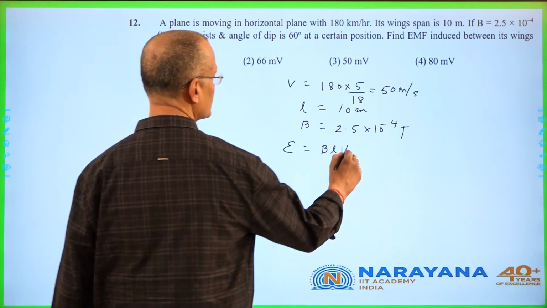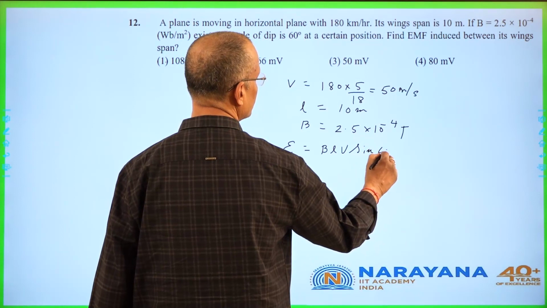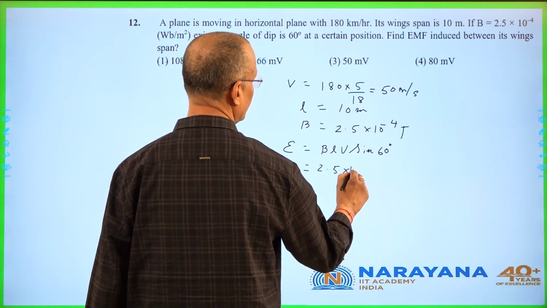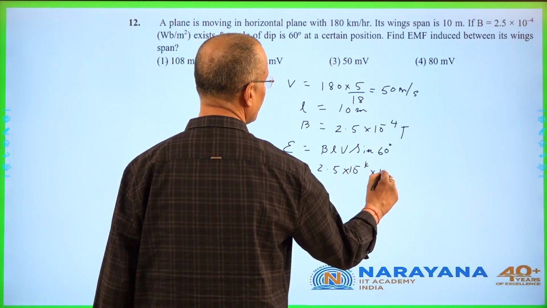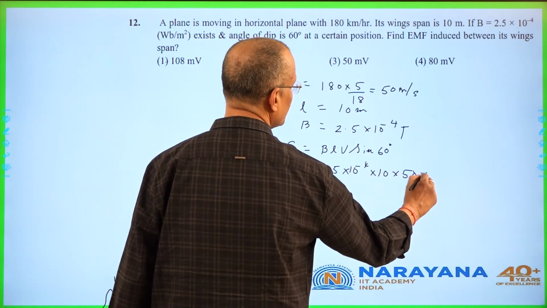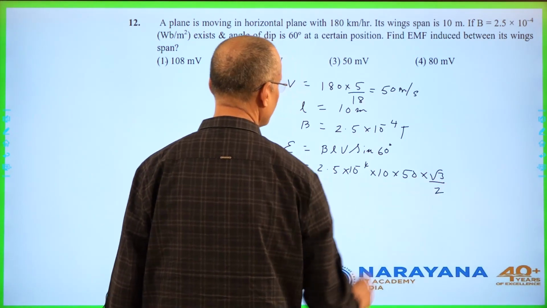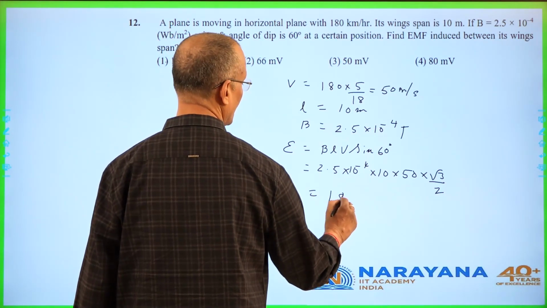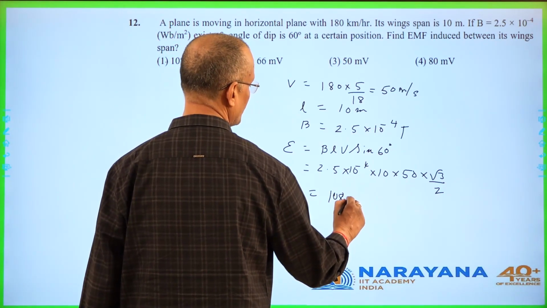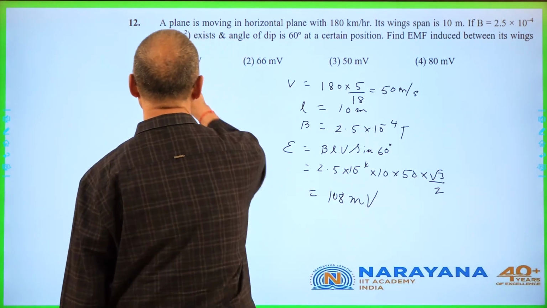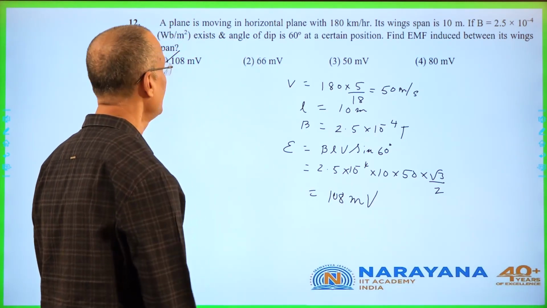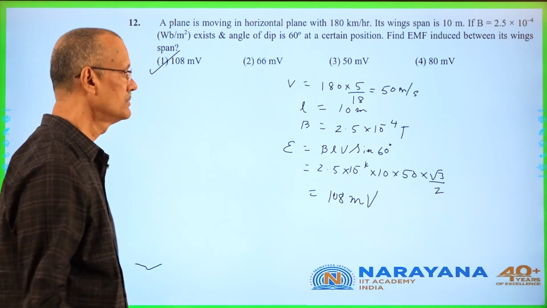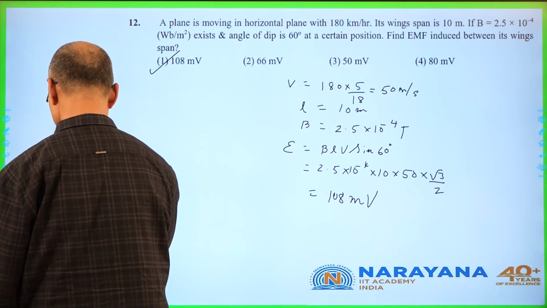The angle is sine 60. So B is 2.5 × 10 to the power minus 4, L is 10, V is 50, sine 60 is root 3 by 2. Calculate it. You will be getting nearly 108 × 10 to the power minus 3, which means millivolt. The answer will be number 1. Clear to you? That is number 12. I am moving to the next question.